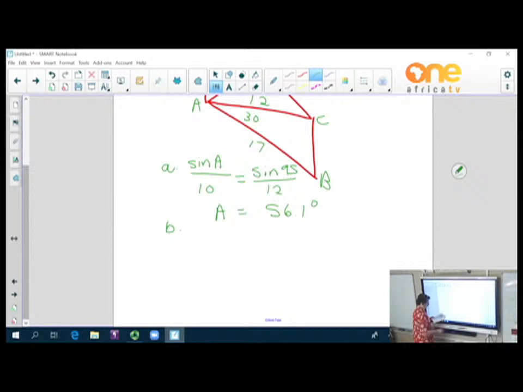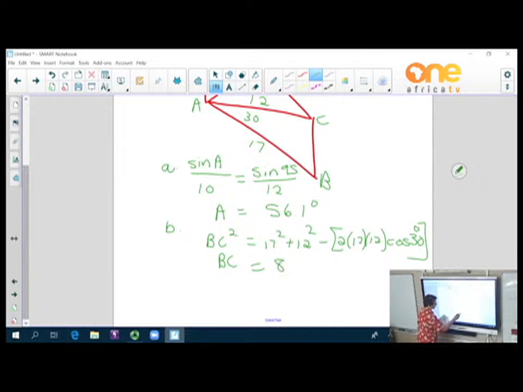It's necessary that you first do the exercises and then mark them. Right, then B. Now we want to find BC. So this is this length that we need to find here. This is not a right-angled triangle, so I'm going to want the third side, so I'm going to use the cosine rule. So it is 17 squared plus 12 squared minus in brackets 2 times 17 times 12 cosine 30 degrees. And I got that BC, remember it's not BC squared anymore, is 8.93 meters.